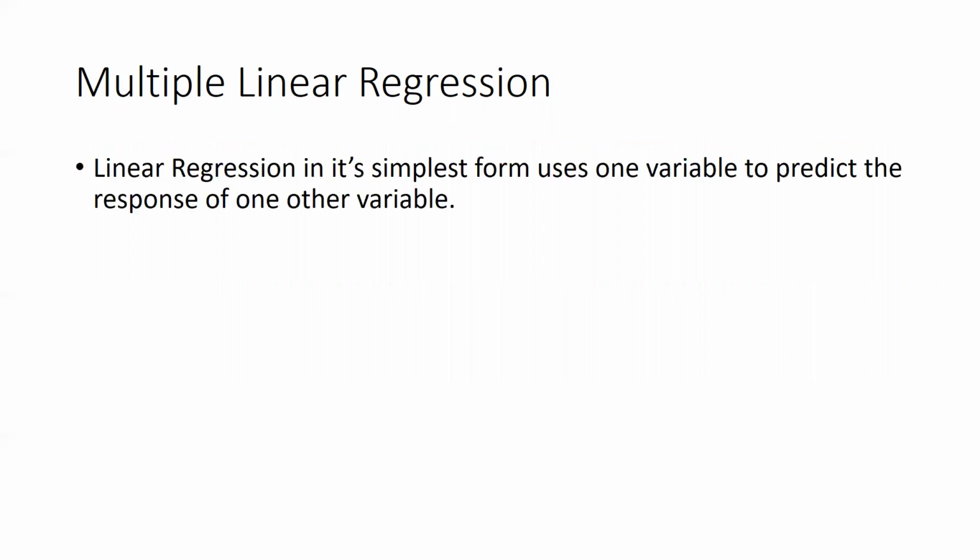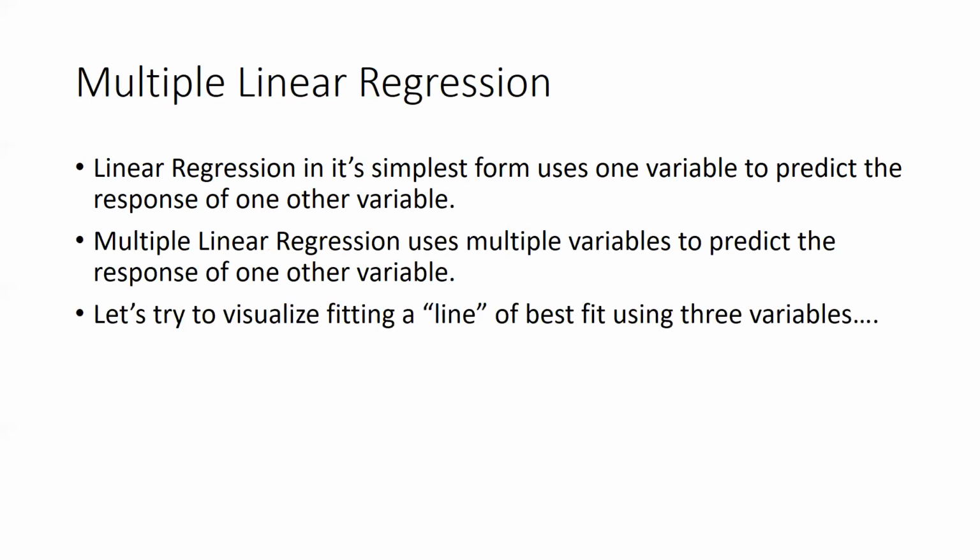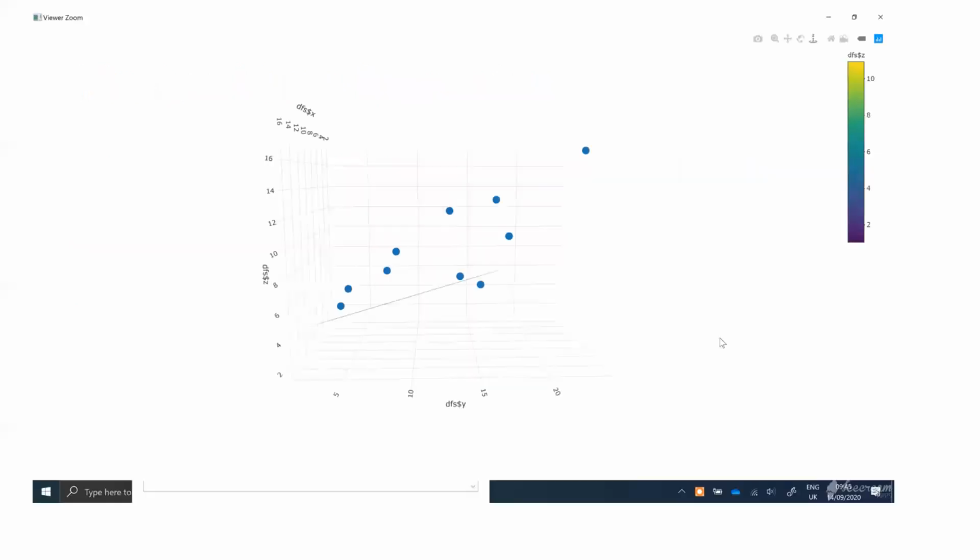So linear regression in its simplest form uses just one variable to predict the response of another. Multiple linear regression uses multiple variables to predict the response of one variable. Just as a little experiment, we can try to visualize fitting a line of best fit using 3 variables. Hopefully this works.